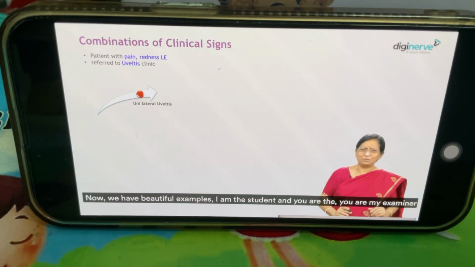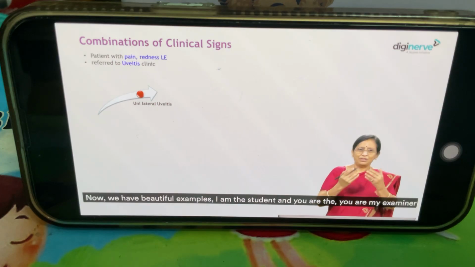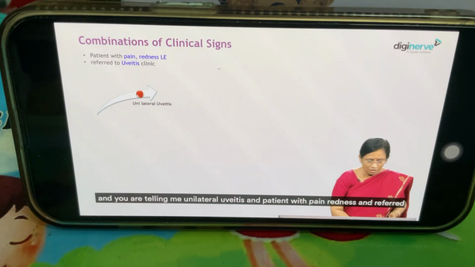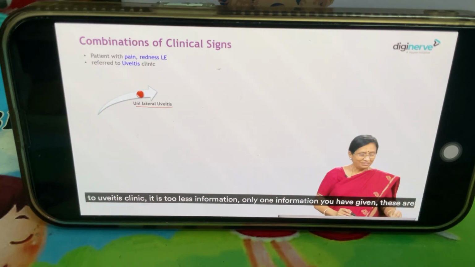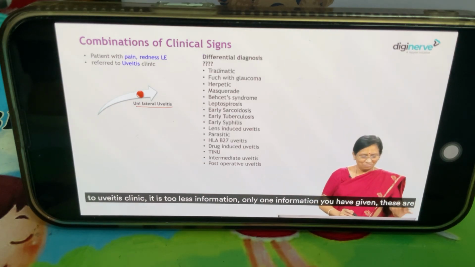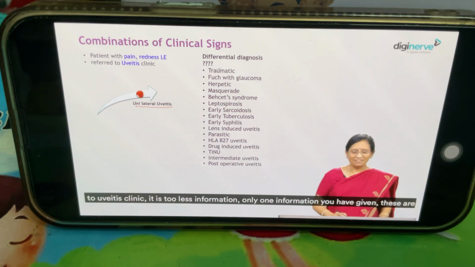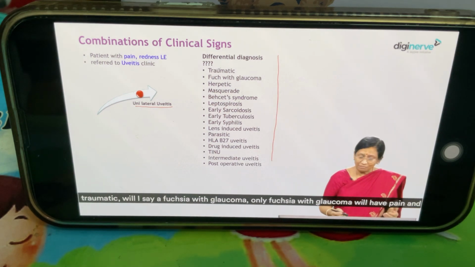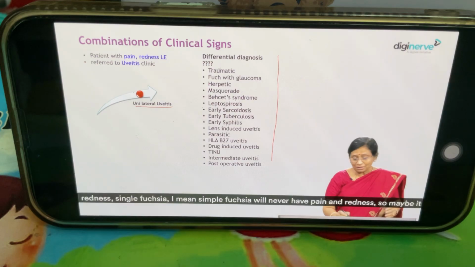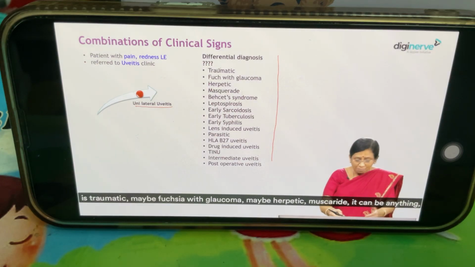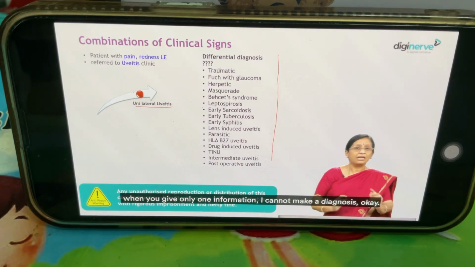Now we have beautiful examples. I am the student and you are my examiner and you are telling me unilateral uveitis. And patient with pain, redness, refer to uveitis clinic. It is too little information. Only one piece of information you have given. These are the possible list of differential diagnoses. I am in such a poor state. No? Will I say traumatic? Will I say Fuchs with glaucoma? Only Fuchs with glaucoma will have pain and redness. Simple Fuchs you will never have pain and redness. So maybe it is traumatic, maybe Fuchs with glaucoma, maybe herpetic. It can be anything. When you give only one piece of information, I cannot make a diagnosis.